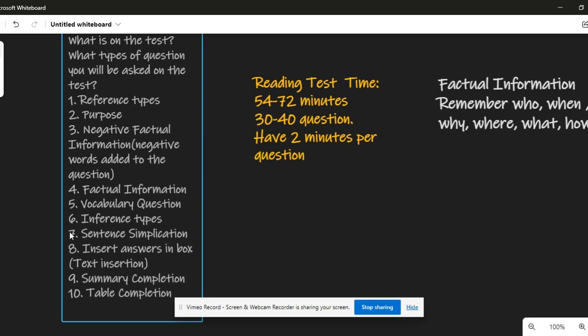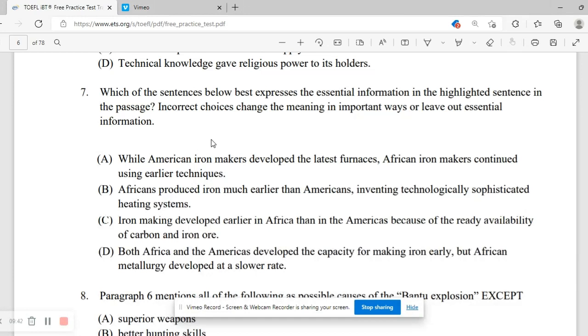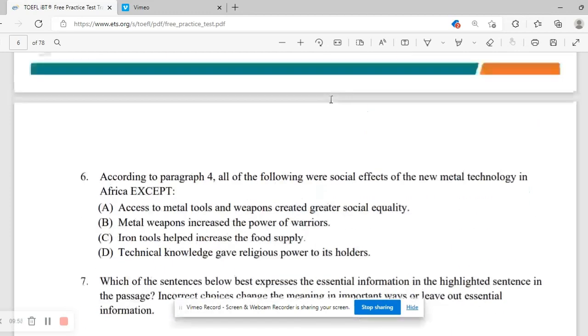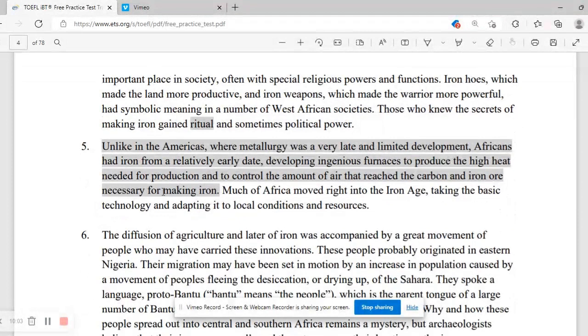So here I have number 7, you might see it on the screen. Okay, let me go back to the ETS slide. In these essential information type questions, what you have is a highlighted sentence. Let me take you to the screen with the passage. Here we go. So there is a highlighted sentence. I didn't highlight this. It was highlighted. The highlighted sentence will be given to you on the screen, and you have to answer this.